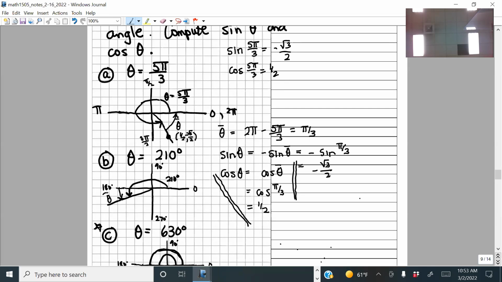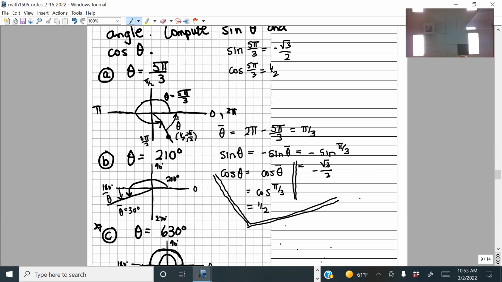But of course, now we have to really know what theta bar is, right? So what is that? 30, sure. Because you went 30 degrees past 180 to make the 210. So your theta bar is 30 degrees. Your reference angle is 30 degrees.